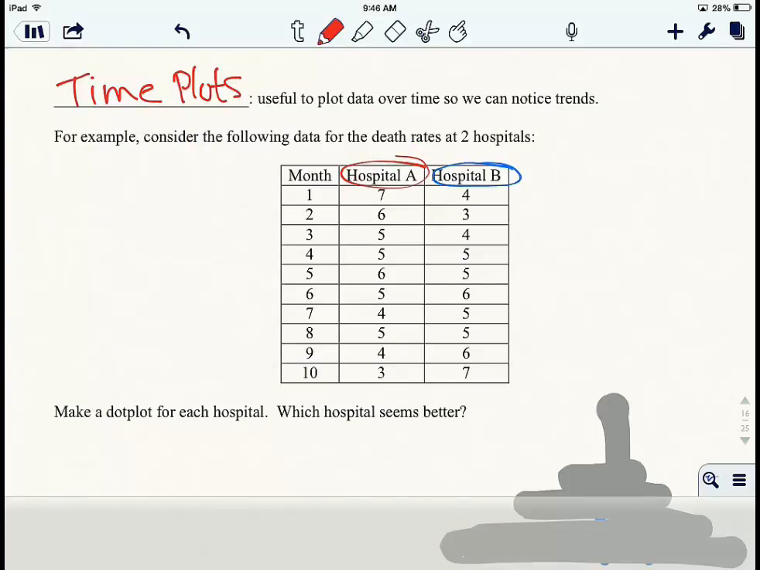Lastly, let's talk about time plots. Time plots are useful to plot data over time so we can notice trends. For example, considering the following data for the death rates at 2 hospitals. We have Hospital A and Hospital B, and their death rates over 10 months. It says make a dot plot for each hospital so we can see what's going on and see if we can decide which hospital seems to be a better hospital.